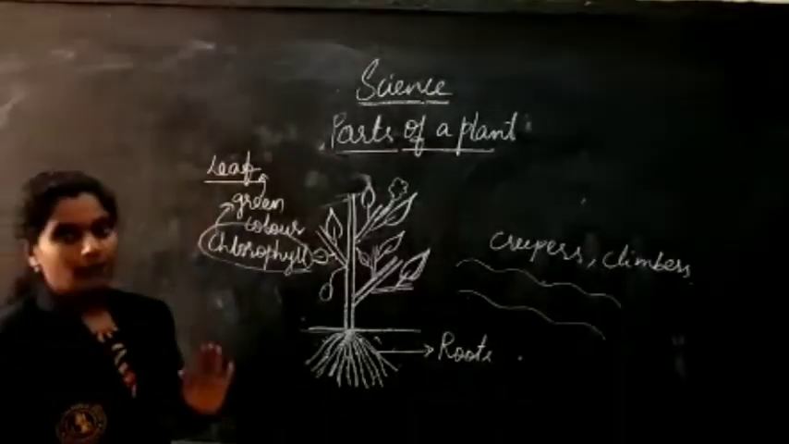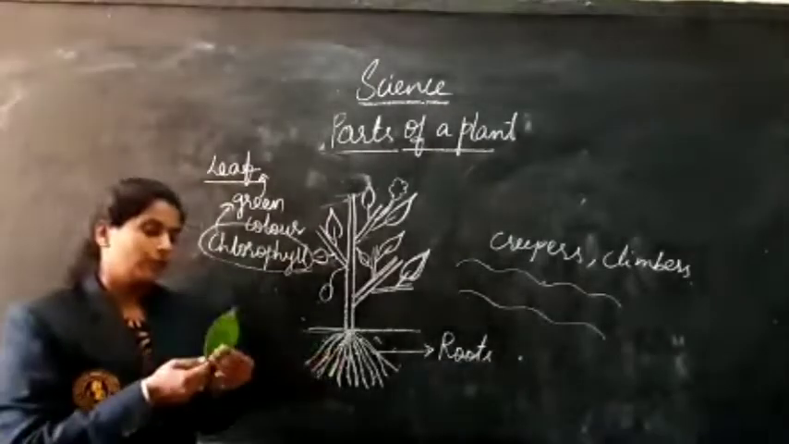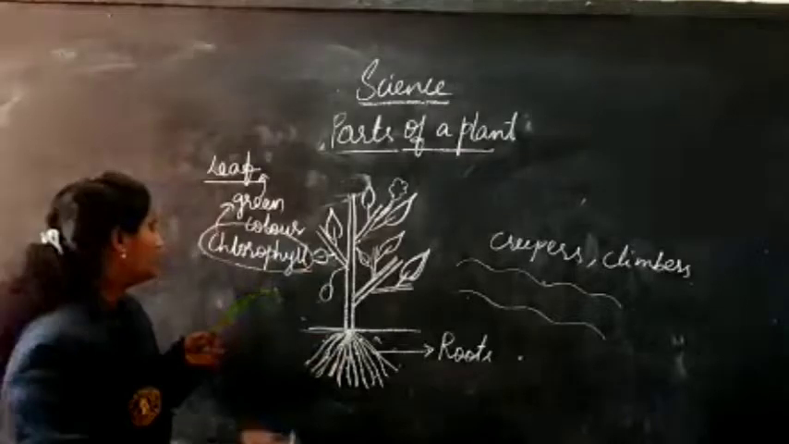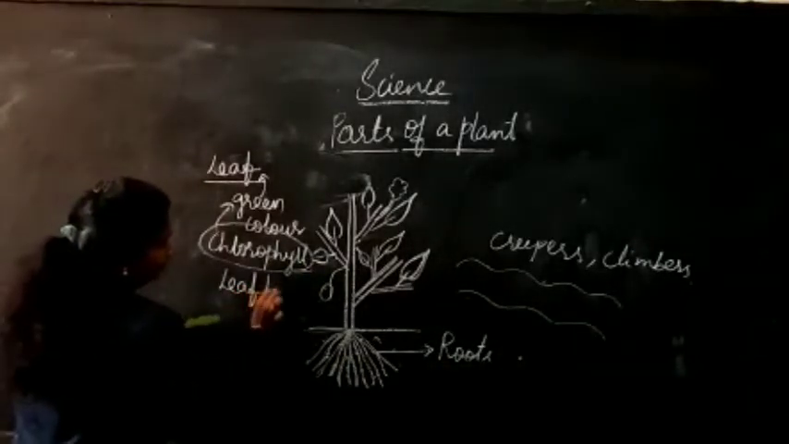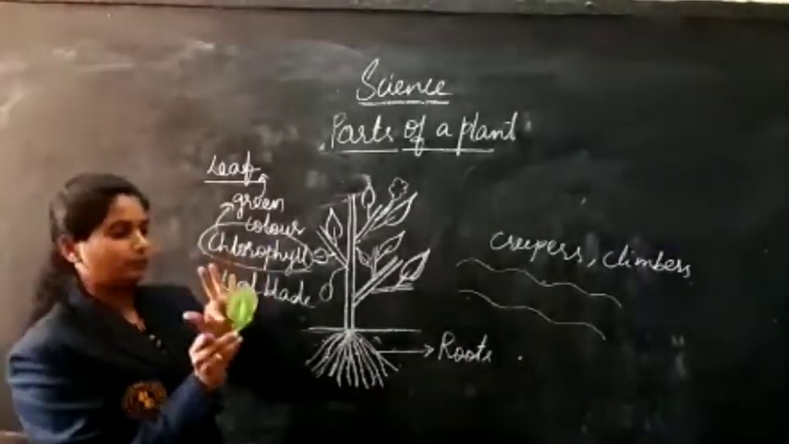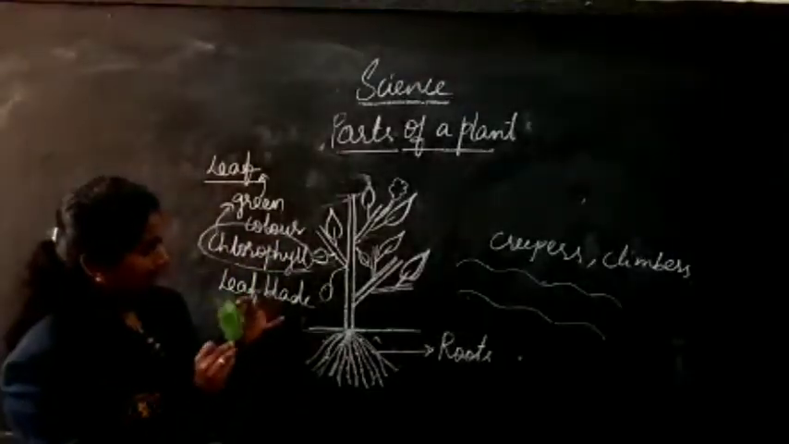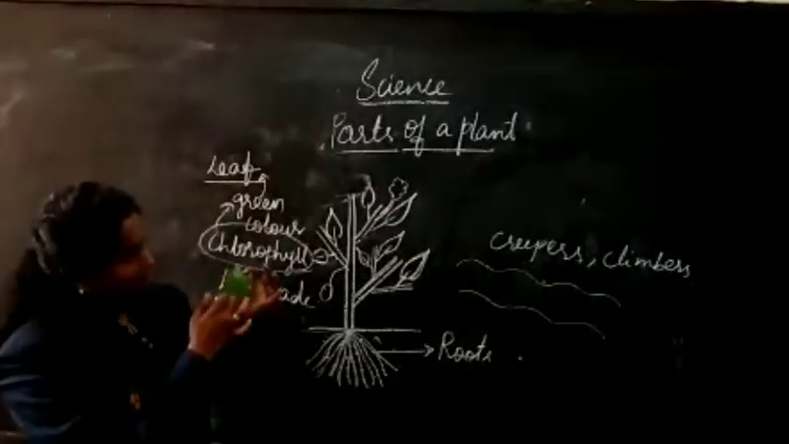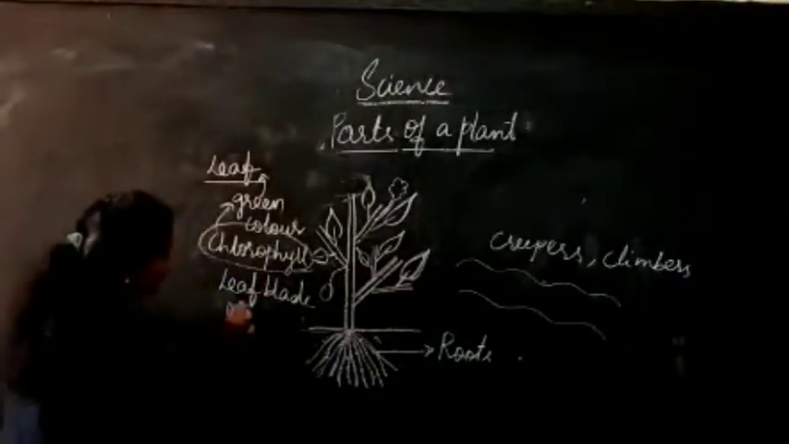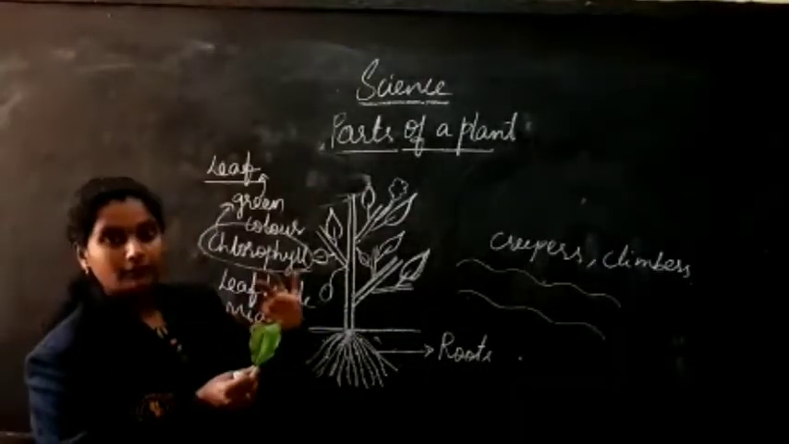And what is the leaf generally? What is the function of the leaf and the structure of the leaf? The flat portion of the leaf, we call it a leaf blade. And if you see the leaf blade, you can see a thick line in the middle. That we call a midrib.